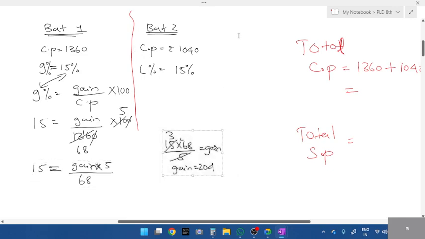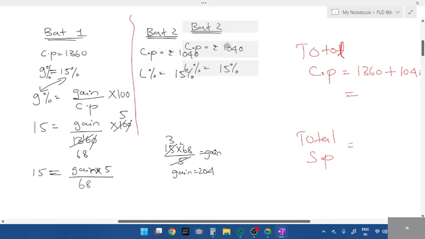And don't write one beside the other, write one below the other in the calculation. I don't have space, so I'm writing one beside the other. Okay, you also write, yeah, one below, right? Bat 1, show the calculation. Next, bat 2, calculation.